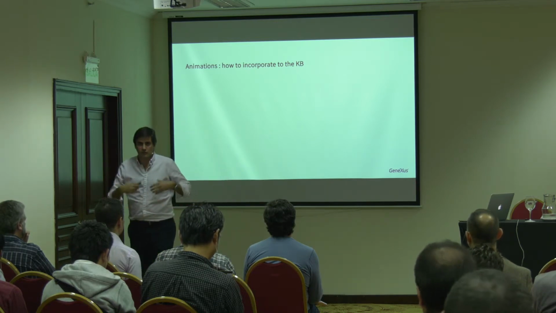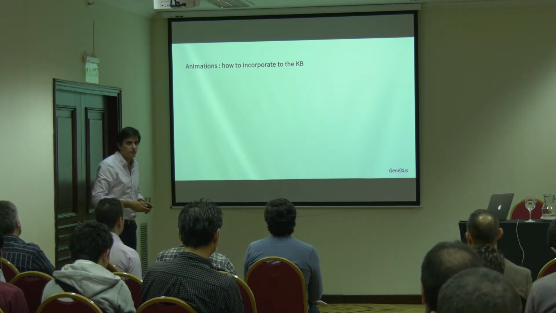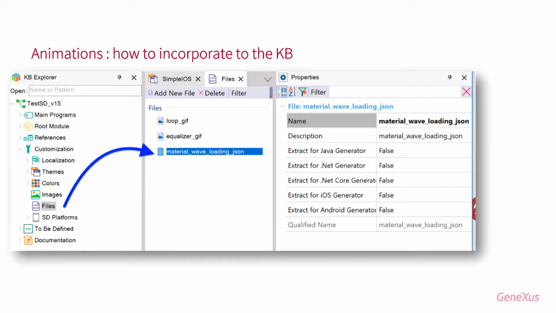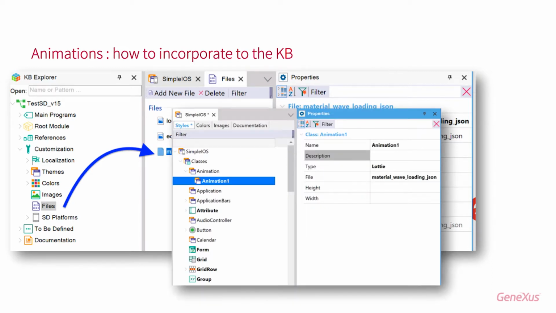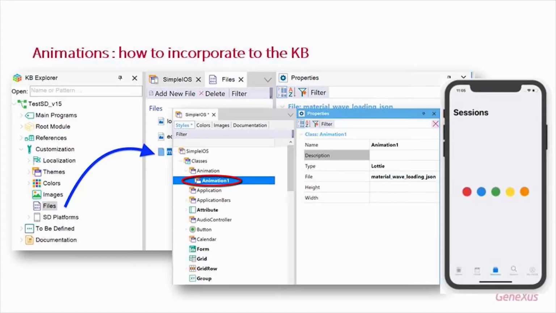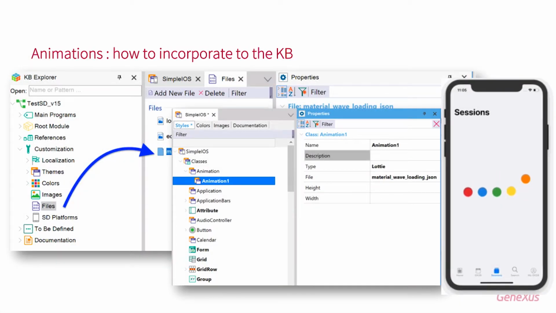Once we have obtained the JSON that the designer has given us, we go to the files in the KB. Here we have the options of the files that are in the KB, and we import the JSON. Once the file is available, we go to the theme object in order to create a subclass within the class Animation, where we're going to say that this class is of this type, and we indicate the file, which is the one that we previously downloaded and incorporated in the KB. Once we have that, we can use that animation in our applications.